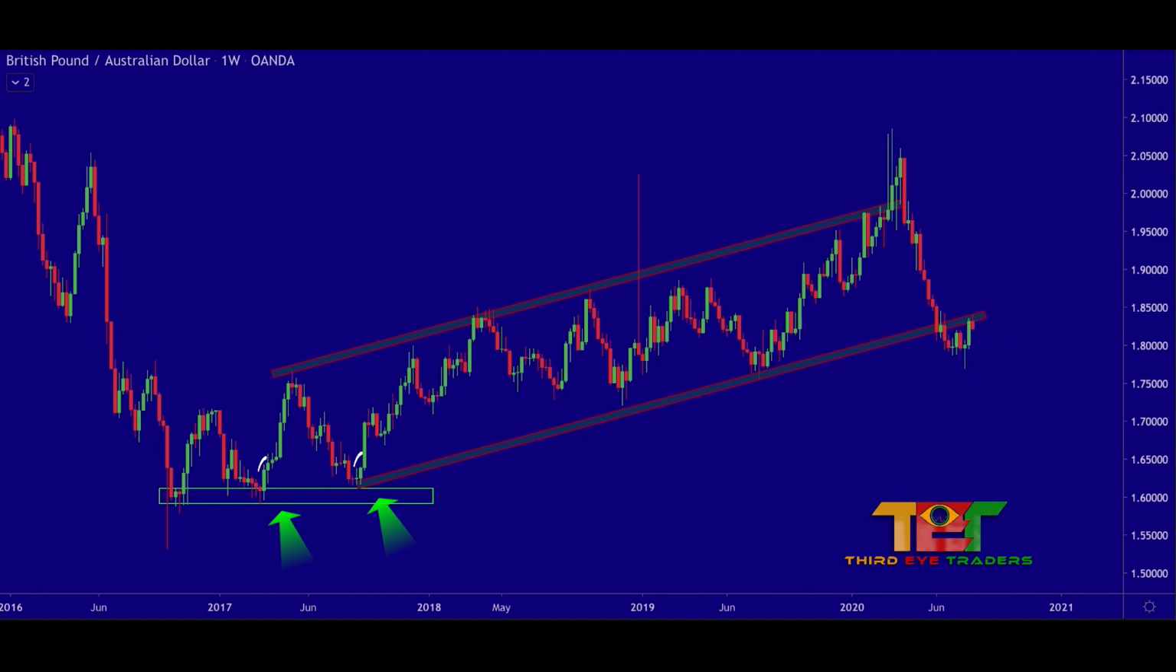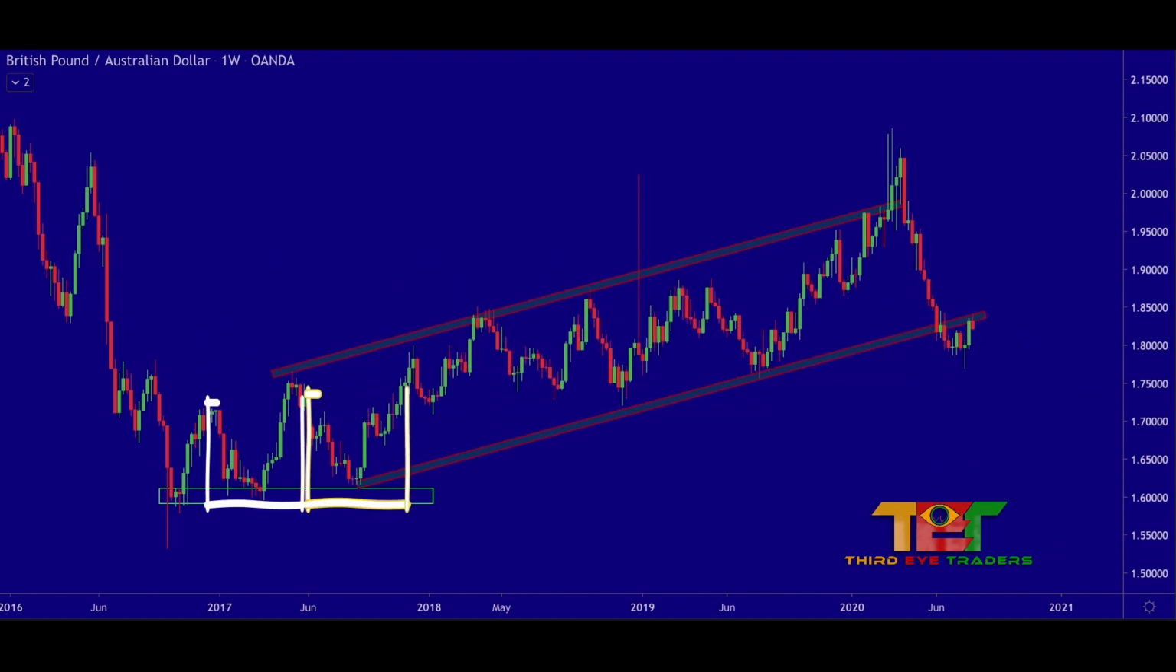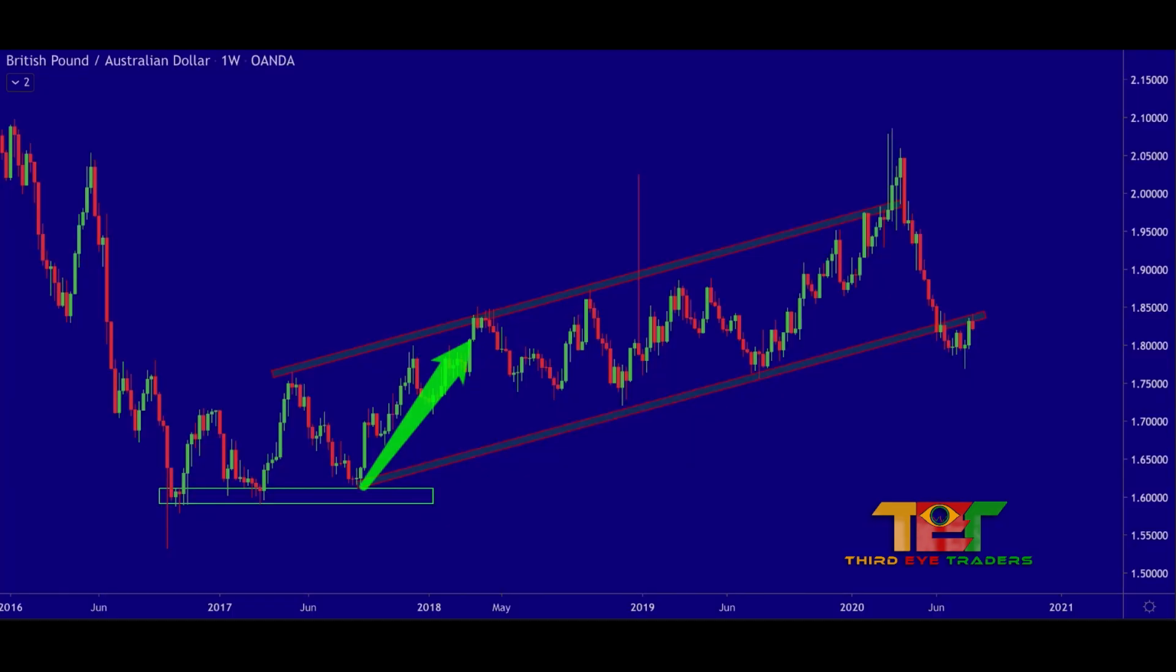Price action gives us an aggressive bullish candlestick, signaling it's ready to go in the opposite direction. Step number 4. Price action gives us an end of trend variation. Step number 5. Lights out.